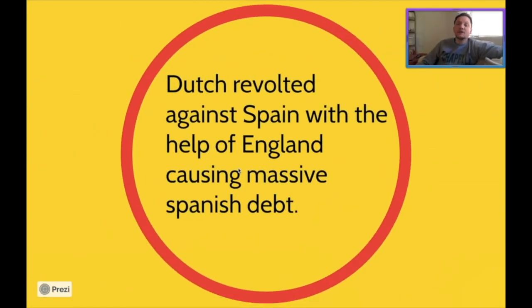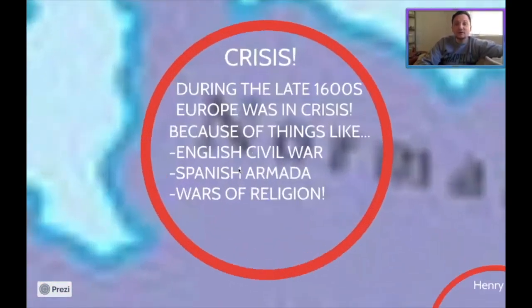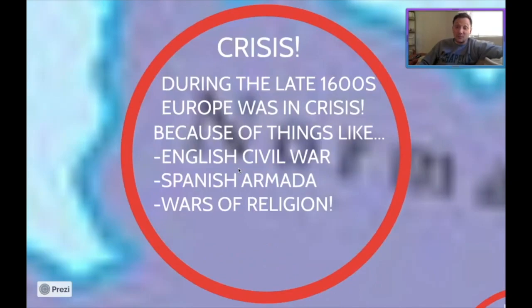But also on top of everything else, the Dutch are heavily revolting against the Spanish. And since they're revolting against the Spanish with the help of the English, this caused massive Spanish debt. That's a big reason why you don't hear about Spain as much anymore in the long run. But with all of this stuff, as you can see, during the late 1600s, Europe is in a crisis. You're going to see things like the English Civil War, the Spanish Armada, the wars of religion.